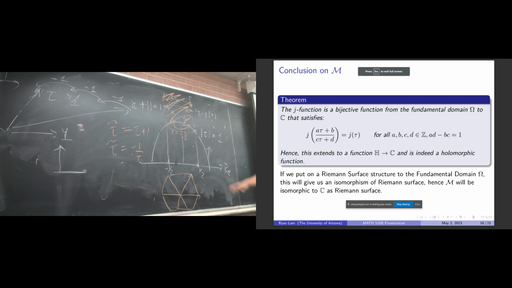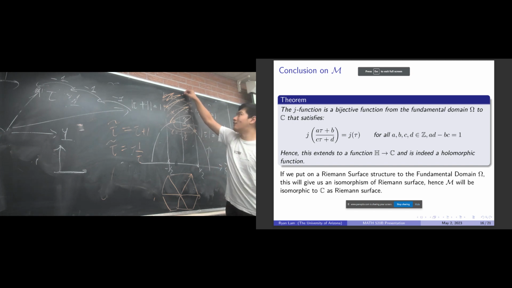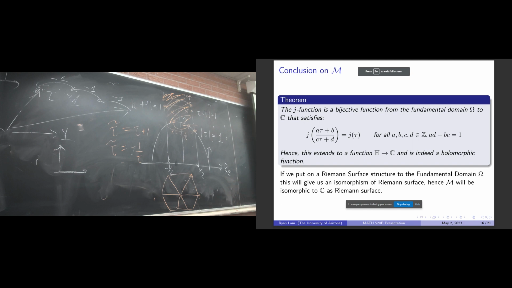In modular forms, if you identify these two sides and these two sides, that will give you a sphere without a point. And usually if I look at a modular forms textbook, they will have one extra point called infinity just to close up the sphere. But in this context we don't want this extra point, because we have a bijective function from this region to C. So it is not open or closed.